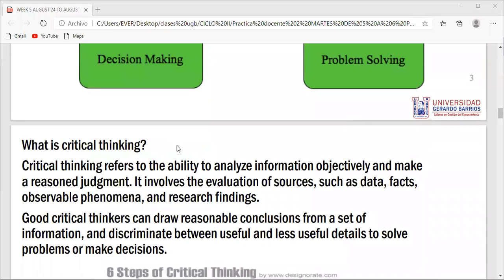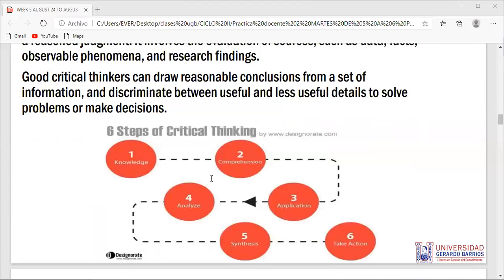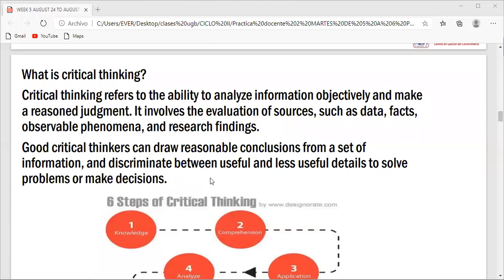So basically, critical thinking is focusing on that, right? On the ability to analyze information. In the activity that I left for you guys, I was checking that some of you were very creative, offering activities. Most of them were interesting. Some of them were repetitive, and I wrote some comments there.